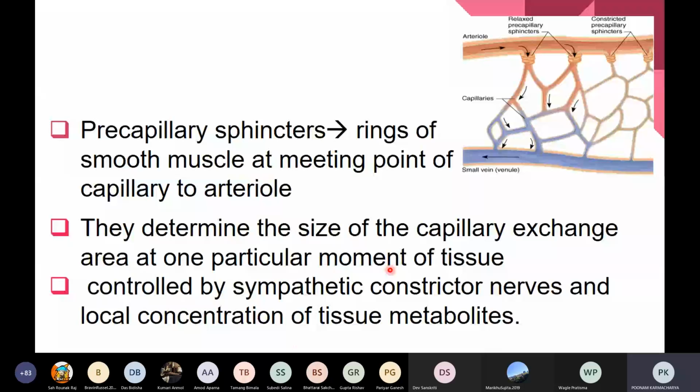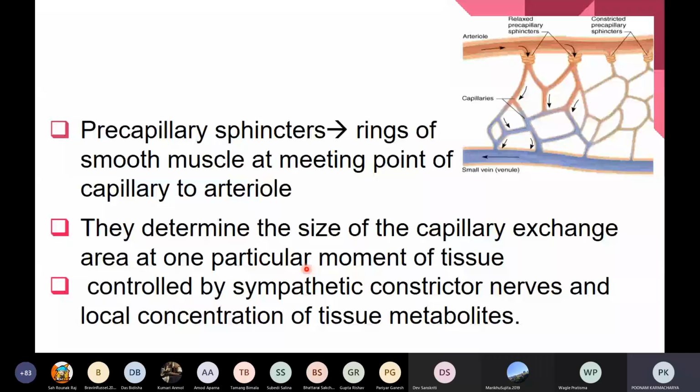So there are some tissue metabolites that will also influence the sphincter activity. For example, whenever there is increased serotonin or whenever there is a fall in temperature, there will be an increase in constrictor activity, because they are the local constrictors, right? So there will be constriction of the precapillary sphincter, which thereby decreases the blood flow.